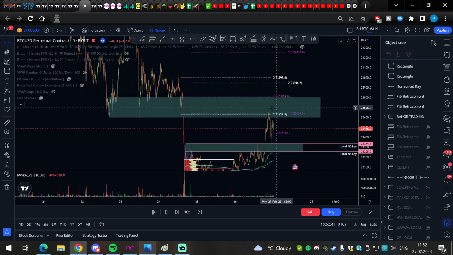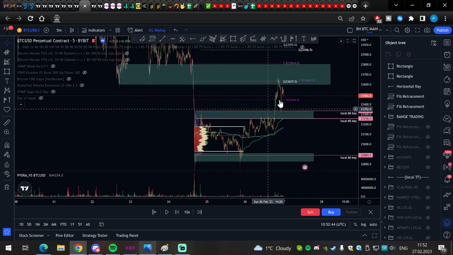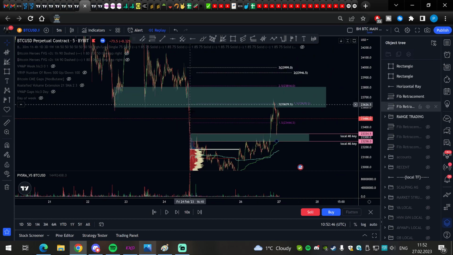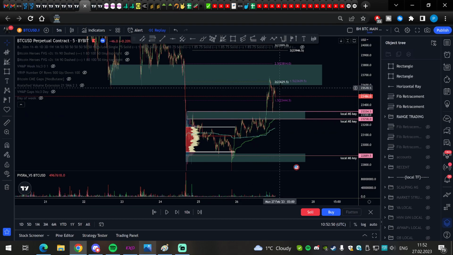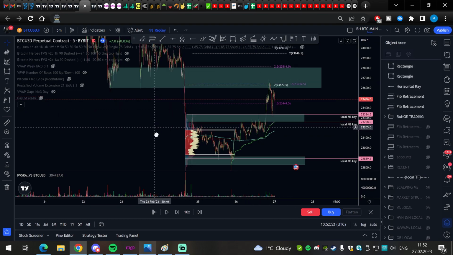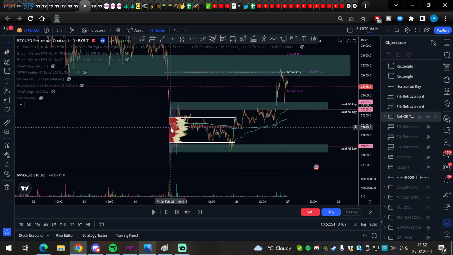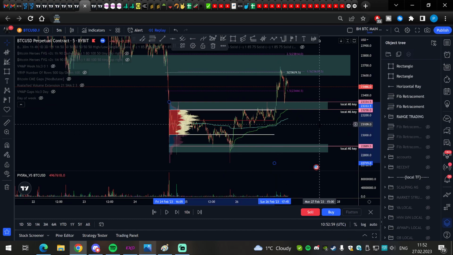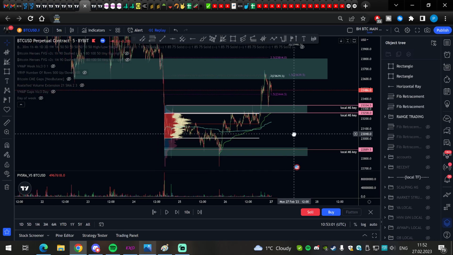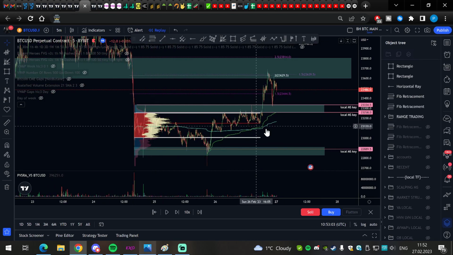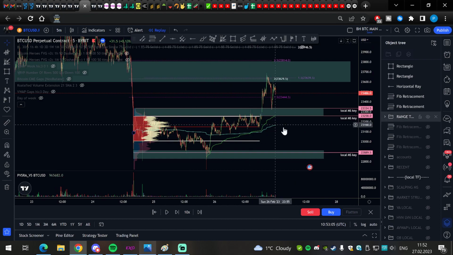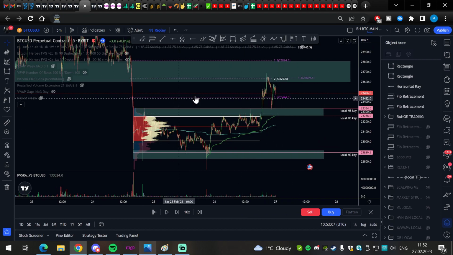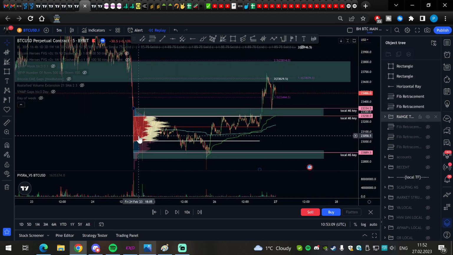So yeah, you hit a lot of targets. Symmetry target hit. You fill the inefficiencies. This move here was extremely inefficient, so it was not hard for the market to push up here out of this range. So yeah, that's what I wanted to show you, how easy it was to trade this over the weekend.